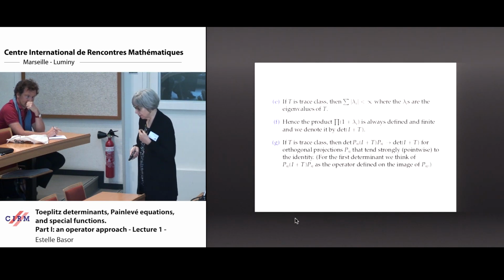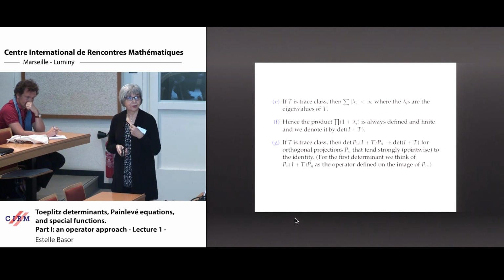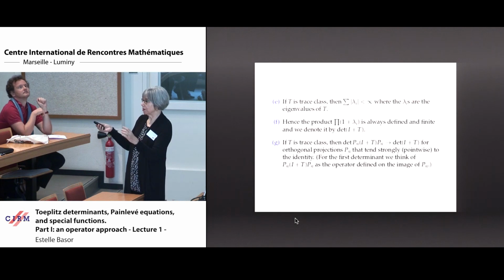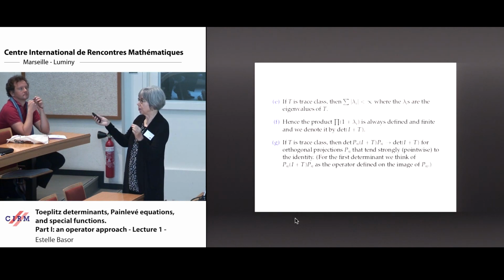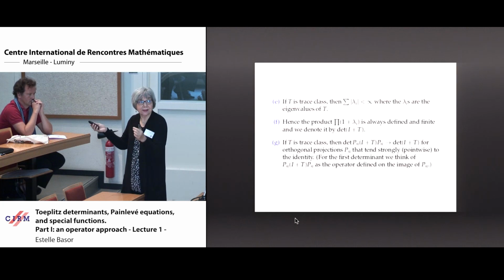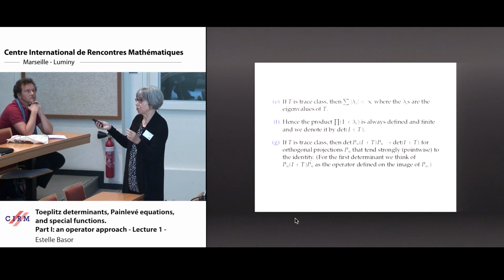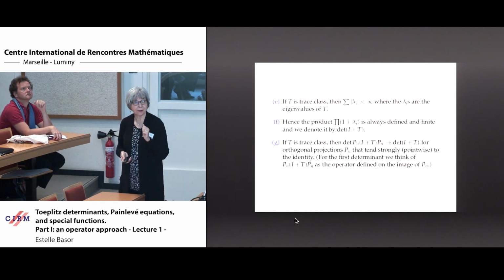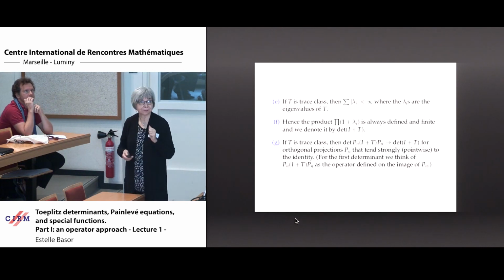Okay, and then another thing that is really useful is if you take an I plus T, where T is trace class, and you apply the P sub n, where that's any set of orthogonal projections. They could be finite rank, they could be not. And if they are finite rank, we always think of the determinant defined on the image of that, right? So that will converge to the determinant of I plus T for any set of orthogonal projections.